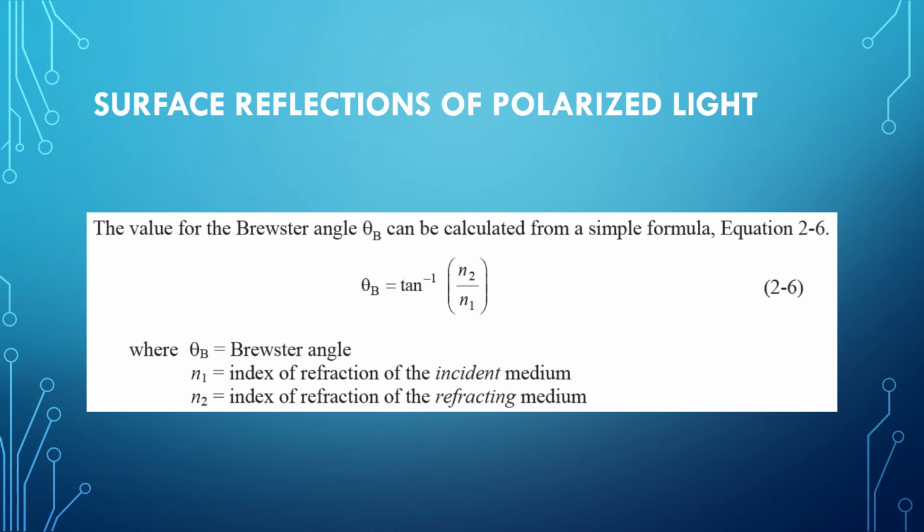So the value for the Brewster angle can be calculated with the simple formula, which is equation 2-6 in our text, which is theta b, which is the Brewster angle, is equal to the arctangent of N2 over N1, where N2 is the index of refraction of the refracting medium, and N1 is the index of refraction of the incident medium.